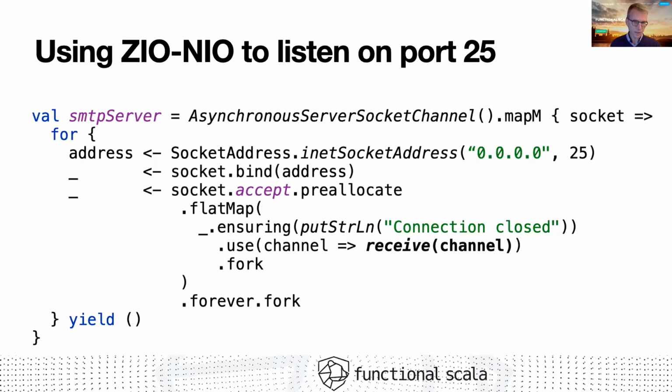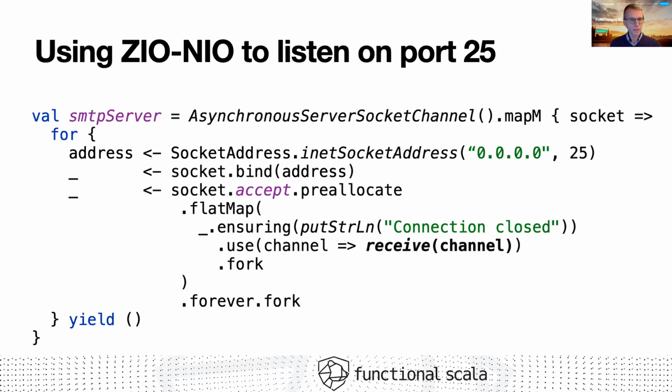And what you see here is an example. It's almost literally the same as what you can find on the ZIO NIO website. They have their own corner of the ZIO ecosystem, and this is how they demonstrate how to set up a service like this. You can see on the penultimate line, the forever fork will make sure that this thing will keep on running for the entire duration of our application. And that's just what we want.